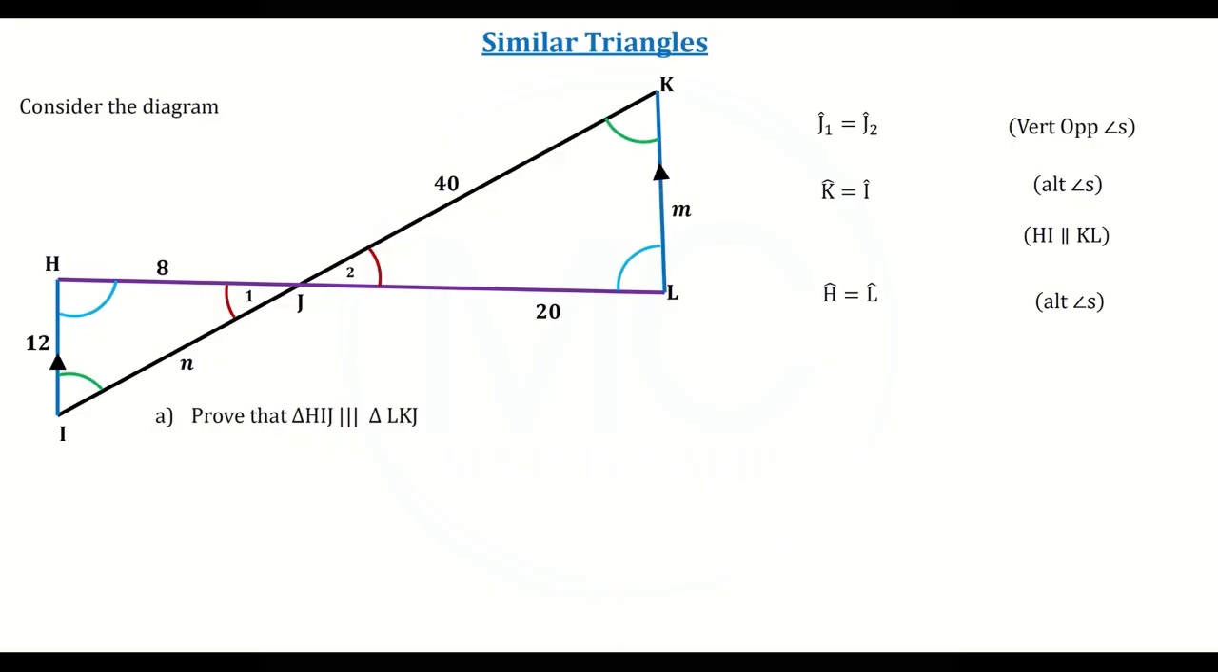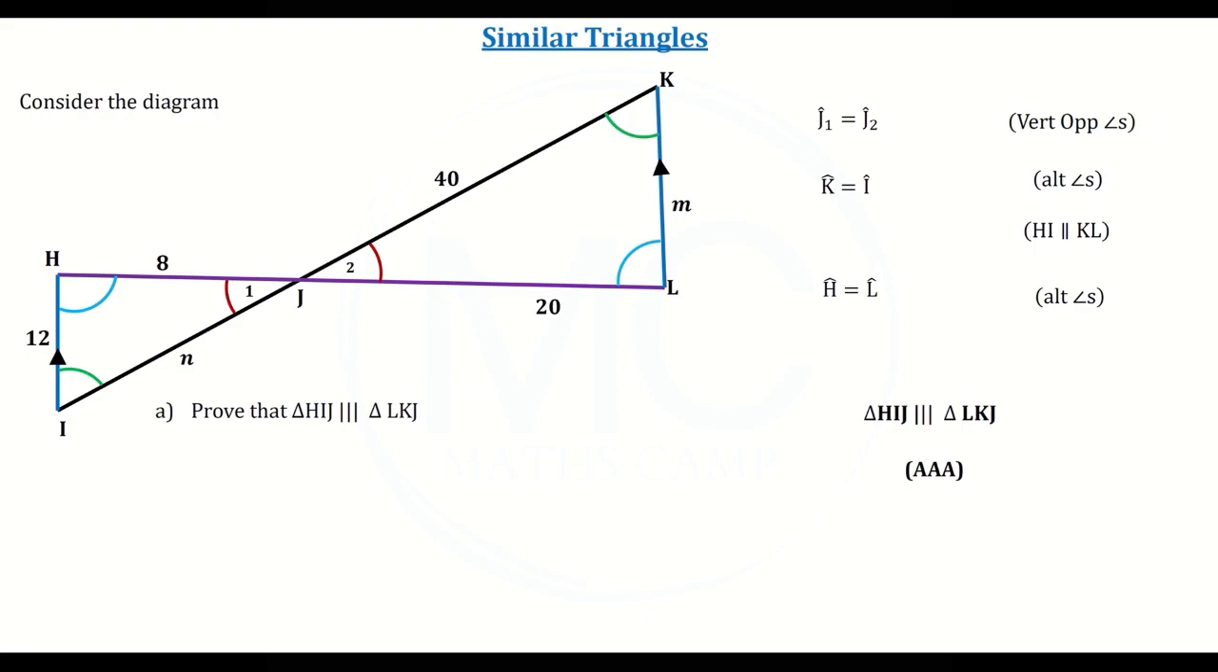So now we have three pairs of corresponding angles that are equal. So we have proven that triangle HIJ is similar to triangle LKJ because corresponding angles are equal. So we can write AAA as our reason.